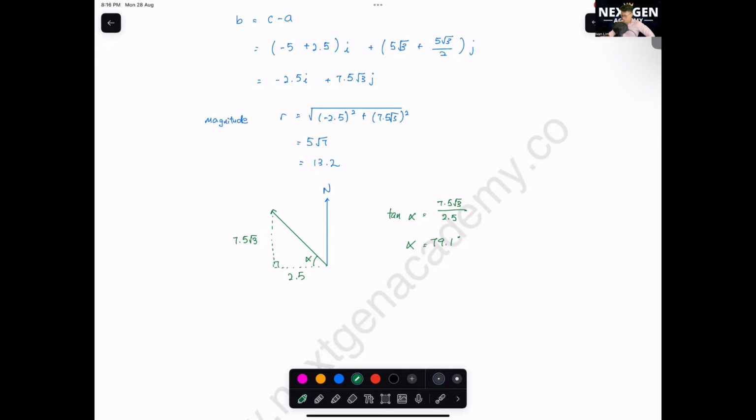Okay, 79.1 degrees. So this is 79.1 degrees, right? Three quadrants like that, this will be 270 degrees. So your total bearing will be equal to 270 plus 79.1, which will get 349.1 degrees.